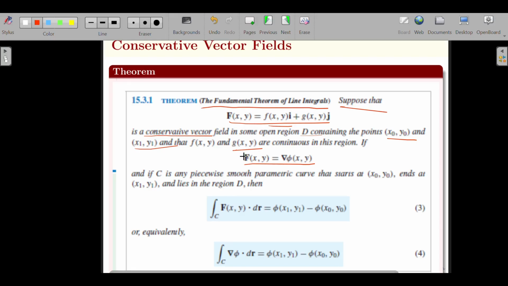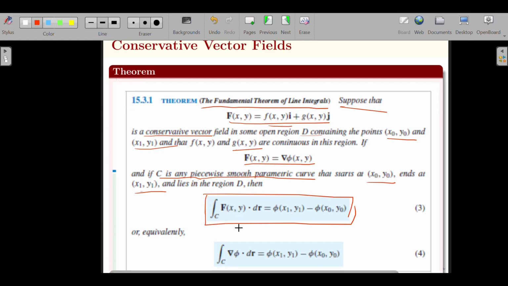So we are taking the assumption that the vector field F is conservative. So F is the gradient of some scalar function, and we take a curve C, a piecewise smooth parametric curve which originates from the point (x0, y0), ends at the point (x1, y1) and lies in this region D. As a result of these assumptions, we conclude that the line integral over C of F dot dr is equal to phi of (x1, y1) minus phi of (x0, y0), which means that the line integral over C of F dot dr is the work done to move a particle from the point (x0, y0) to the point (x1, y1) through this curve C.